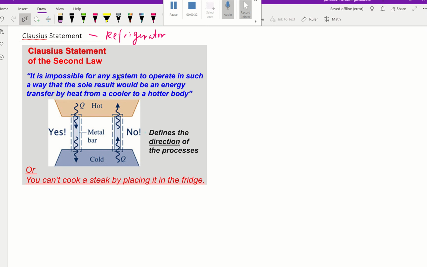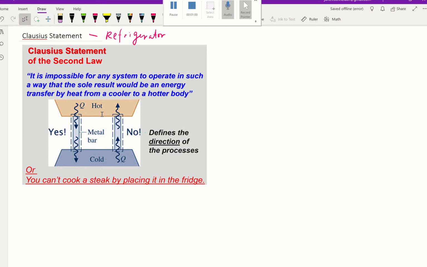What does it say? As usual, it's very abstract at the beginning. Again, I want you to be sure that by the end of this video, you will have a great understanding of what this really means through the example we do on the refrigerator. It says it's impossible for any system to operate in a way that its sole result would be an energy transfer by heat from cooler to hotter.